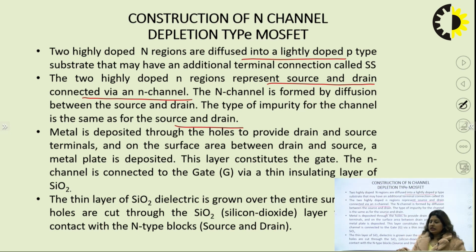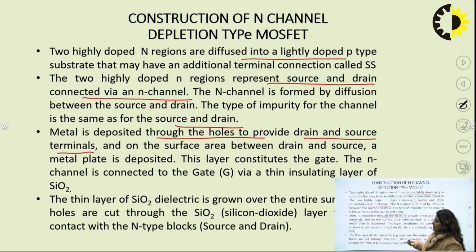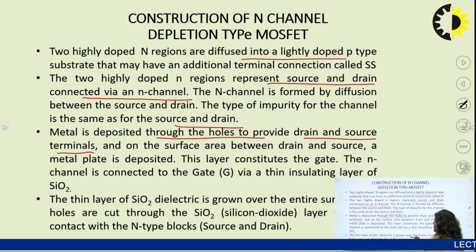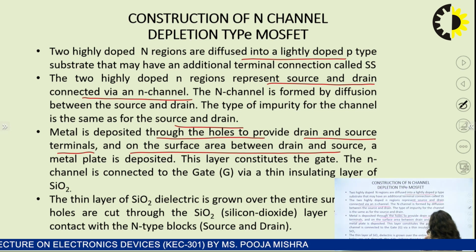Metal is deposited through the holes to provide the drain and the source terminals. So metal, a kind of aluminum, is deposited on the source and the drain, and also on the surface area between the drain and the source, the metal plate is deposited. This layer constitutes the gate. The N channel is connected to the gate.